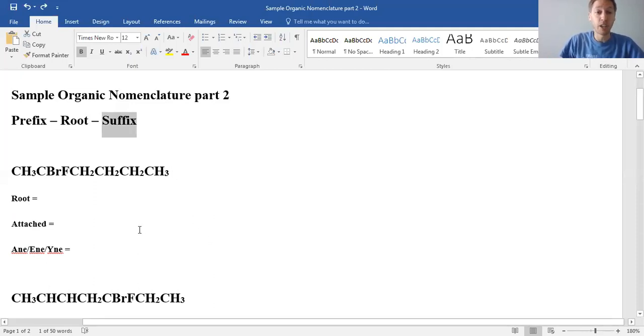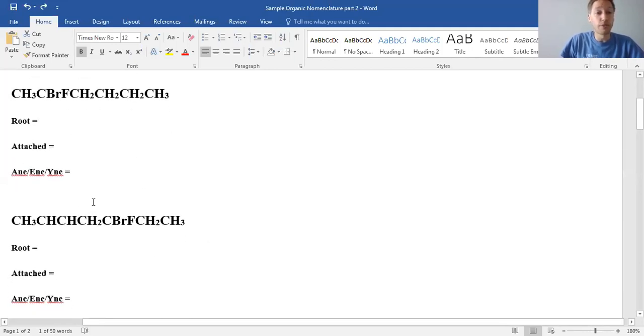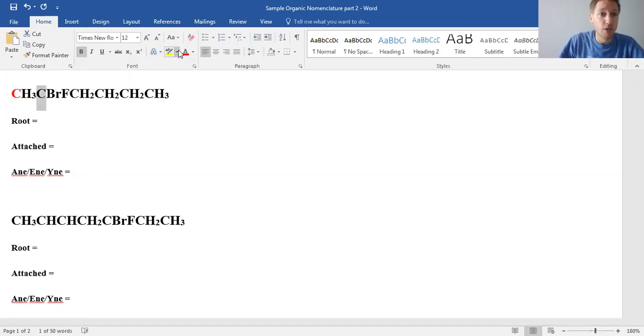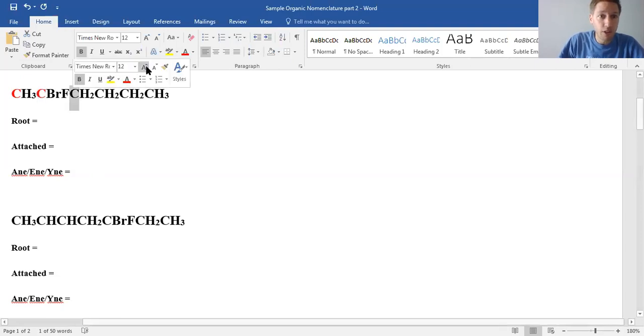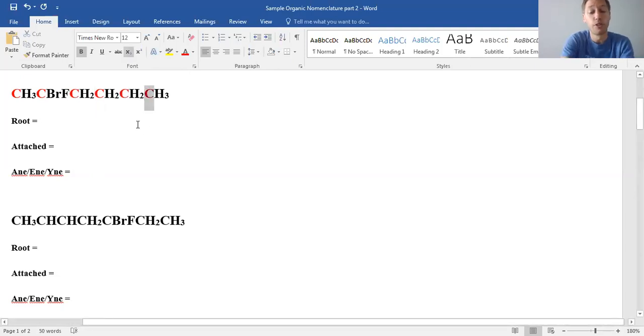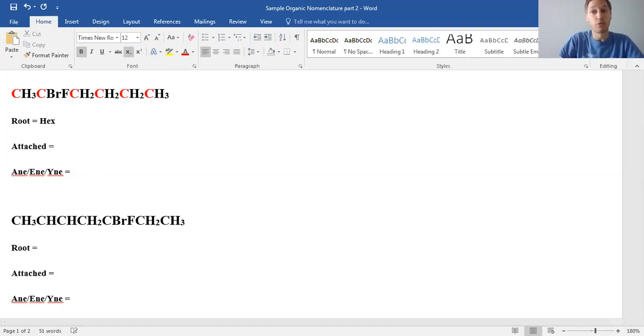In your homework assignment, you're going to get a lot of stuff given in a condensed formula, and your job is to name the compound. So what you're first going to find out is how big is the chain? To do this, you're going to count how many carbons you have. So we have 1 carbon, 2 carbons, 3 carbons, 4 carbons, 5 carbons, 6 carbons. So 6, the root of this is going to be hex. All right, so the root of my name is going to be hex because I have 6 carbons in my chain.